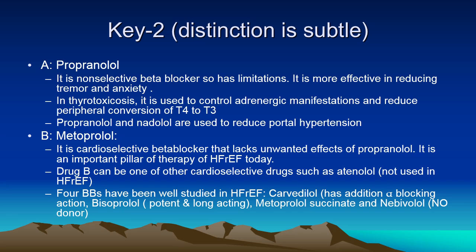So B drug is metoprolol, a cardioselective beta blocker that lacks the unwanted effects of propranolol. It is an important pillar of therapy of heart failure today. B drug can also be other cardioselective drugs, but these points are not given, clues are not given. It is not atenolol because atenolol is water soluble and not used in heart failure. Four beta blockers have been well studied in heart failure with reduced ejection fraction: carvedilol, bisoprolol, metoprolol succinate, and nebivolol. Each has characteristic features which are not mentioned.